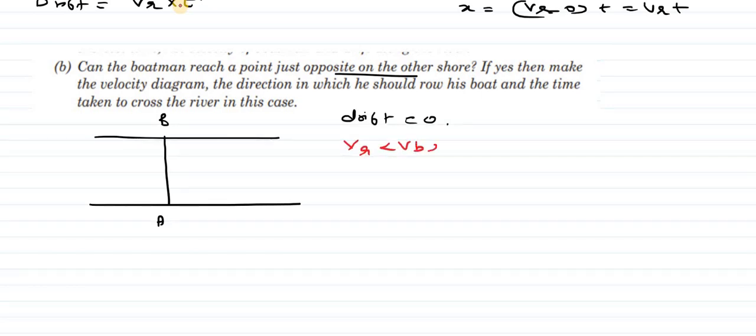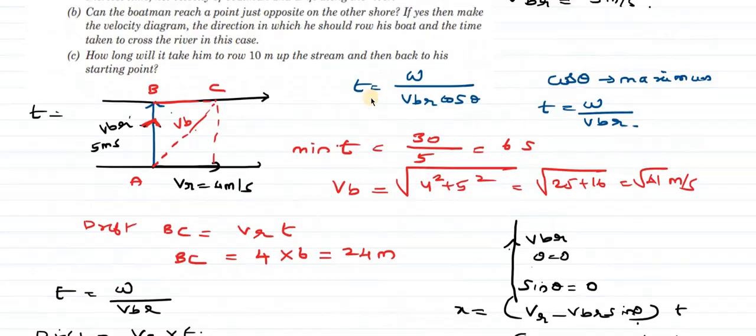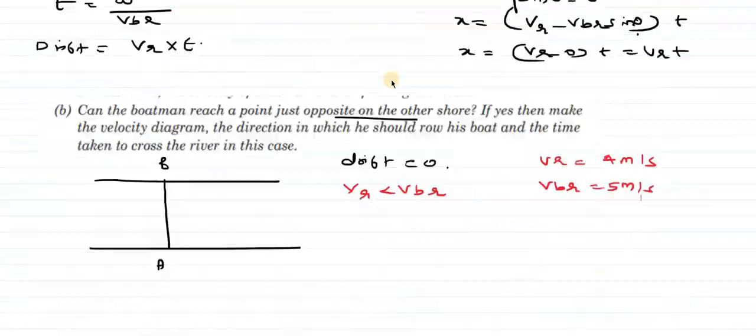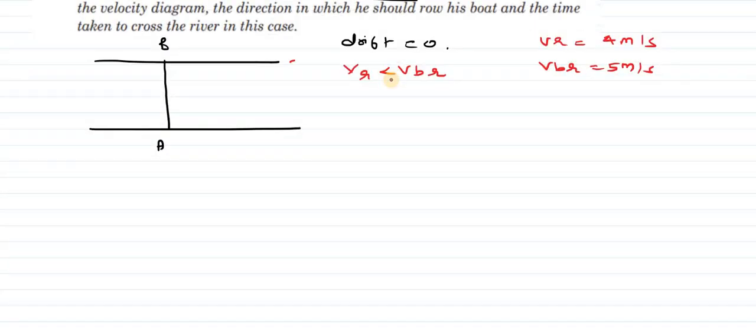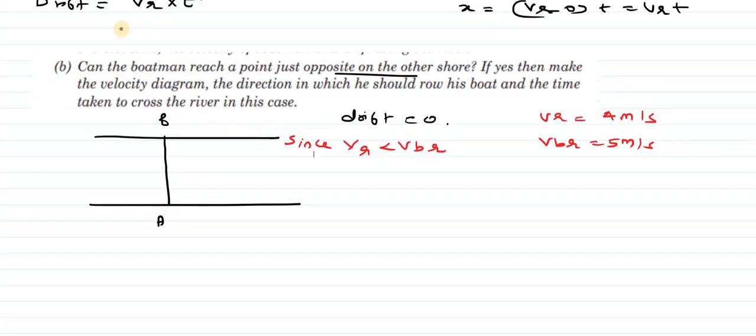VR should be less than VBR. In our given condition, VR is 4 meter per second. VBR is 5 meter per second. Look at the question. In the beginning it is given. VR is this, VBR is this. Since VR is less than VBR, it is possible. Correct or no? Because the question is, can the boatman reach a point? If yes, it is possible. Okay, since this is so, yes, it is possible. Drift can be made 0.